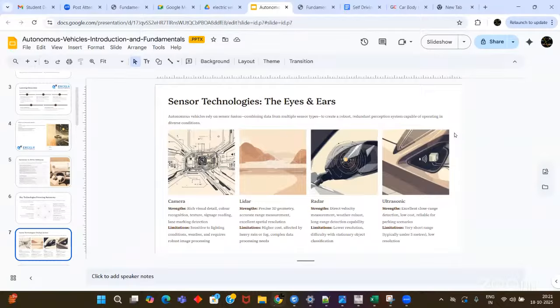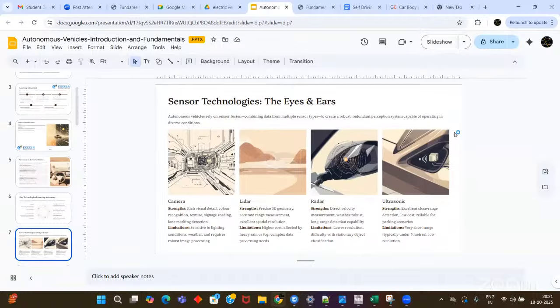So what are the limitations? Higher cost, affected by heavy rain or fog, and complex data processing needs. The size of the data is a very important entry-level thing that needs to be managed here also. It also has a very high cost associated with it, and it is affected by heavy rain, fog and dust, and after that, complex data processing needs as well.